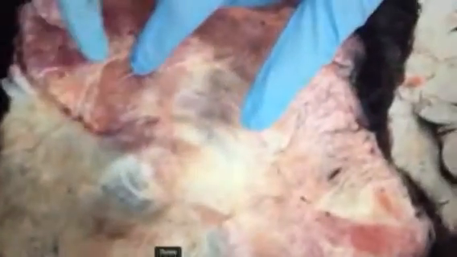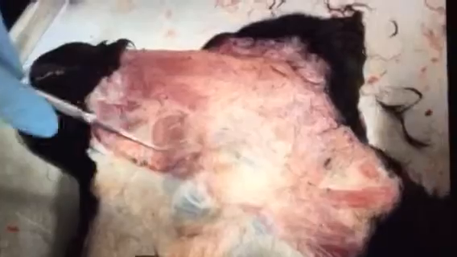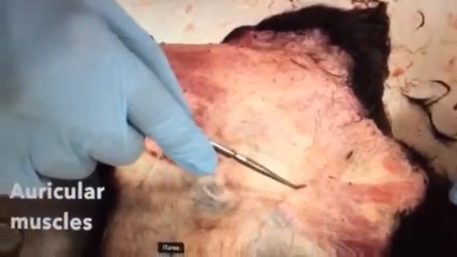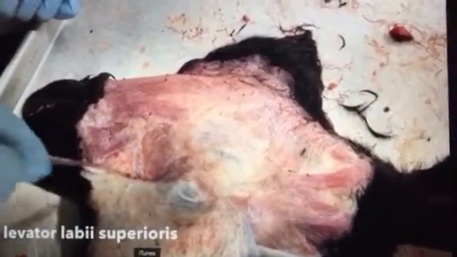Orbicularis oculi is a sphincter-like muscle that surrounds the eyelid. The contraction of the muscle produces a forceful closure. And this is your frontalis. This is the levator labii superioris muscle.